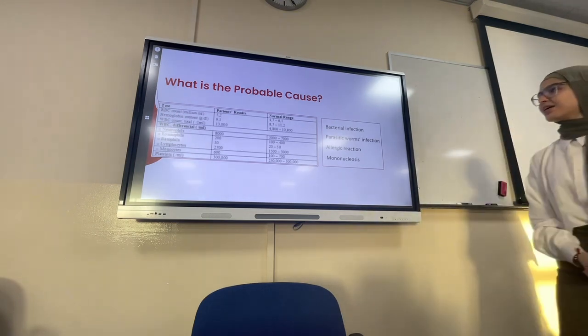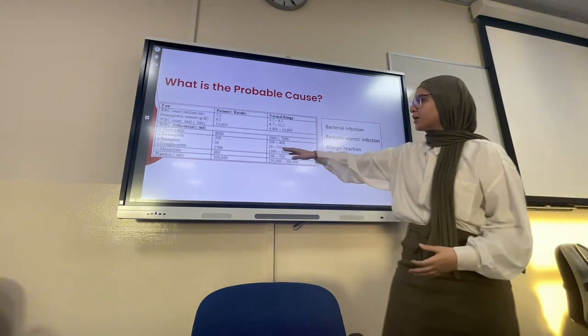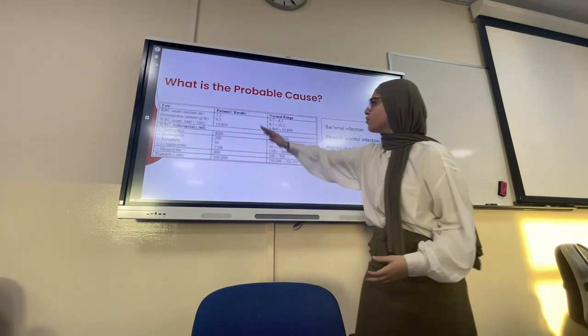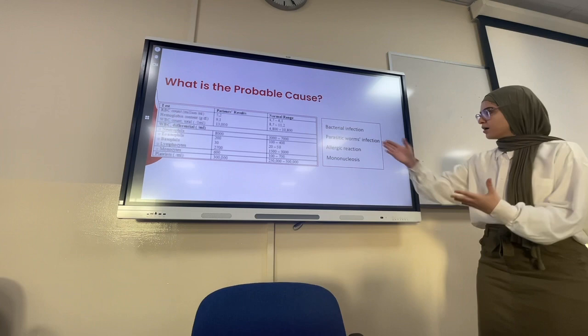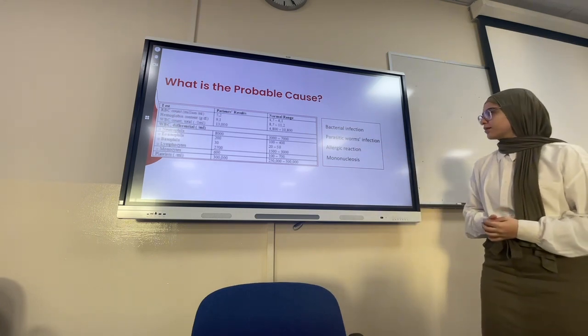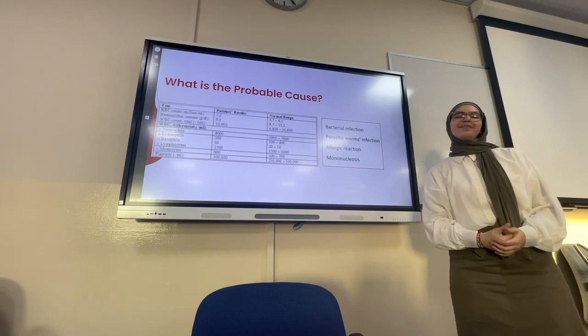What is the probable cause for this? Okay, so over here you've got the counts, the patient's results, and the normal ranges. Now I want you to compare. More neutrophils, so it would be bacterial infection. Bacterial infection, well done. Did you see this before? It wasn't TB. Good.